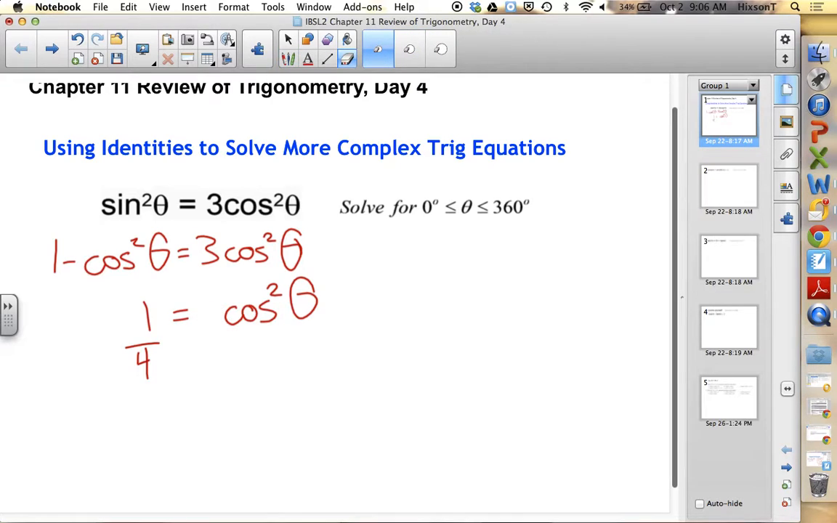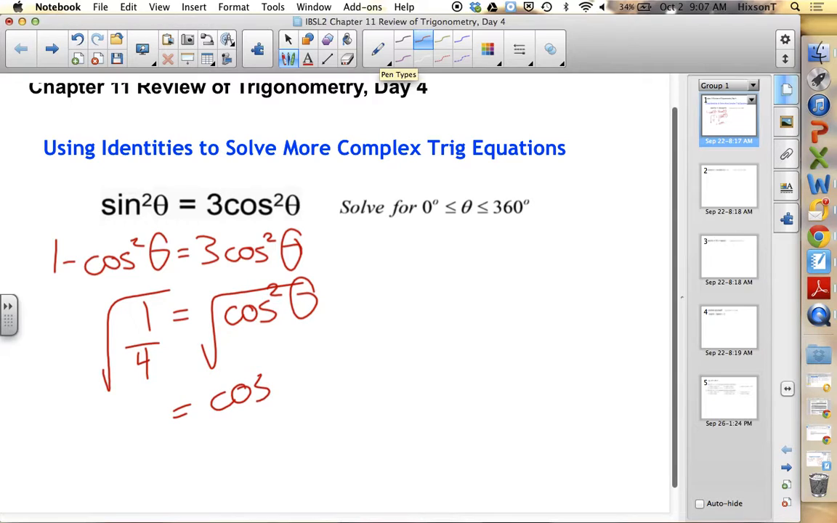And we square root. So, cosine of theta equals the square root of 1/4, which is a half, and it is plus or minus a half. So, how many answers are we going to get here? We'll get 4. The positive 1/2 will give us 2 of our answers, the negative 1/2 will give us our other 2.